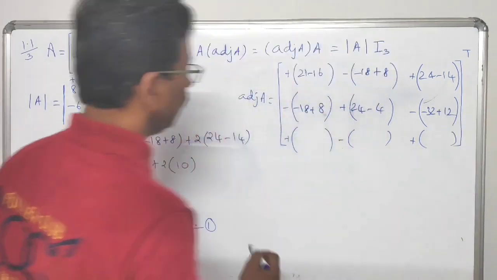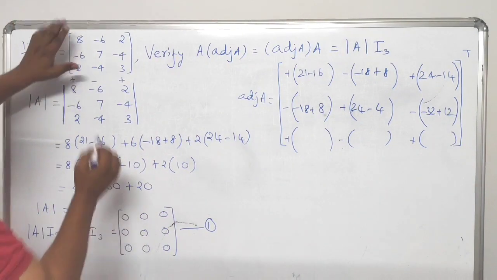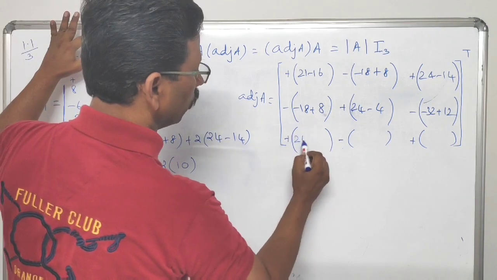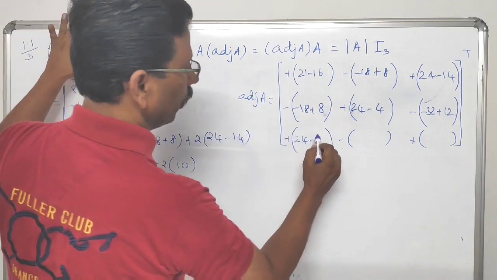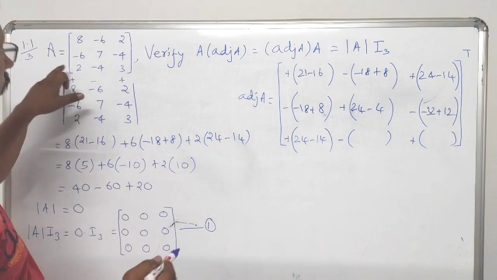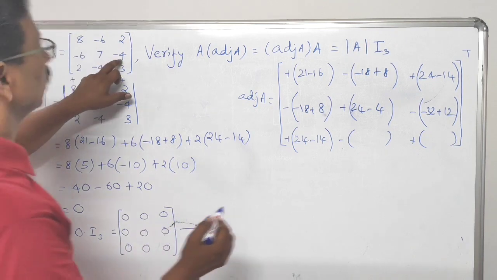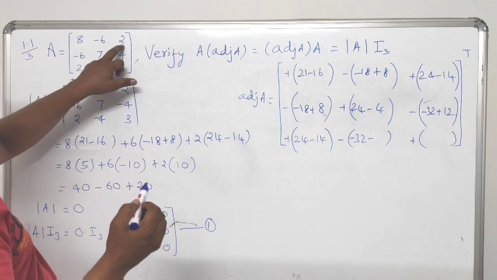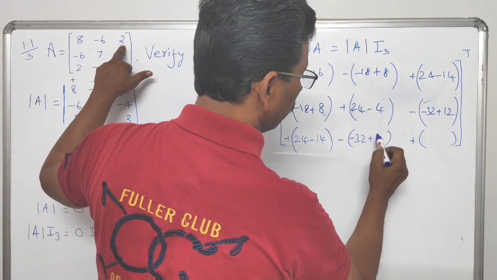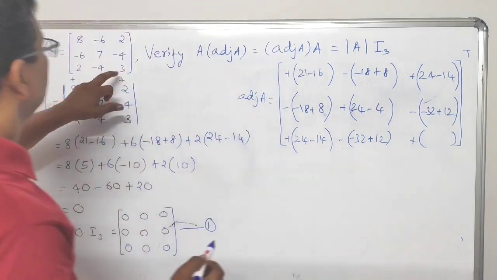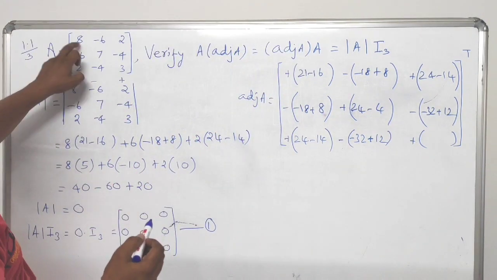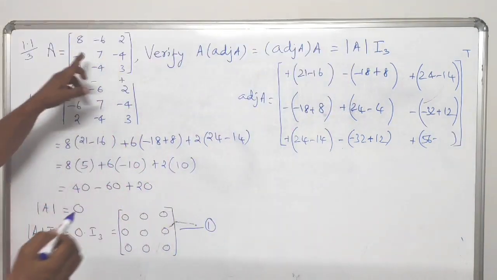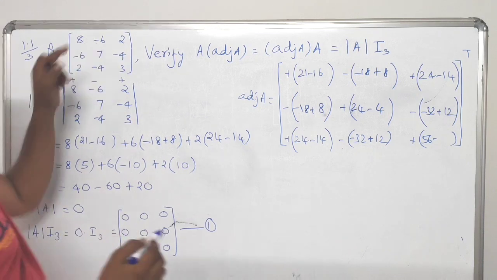Then we take this element 2. Leave this row and this column. Minus 6 into minus 4, plus 24. Then minus 7 2s are 14. Then for this element, you leave third row, second column. You can write 8 into minus 4, minus 32. Then minus 6 into 2 gives minus 12. Minus of minus gives plus 12. Then for this element, leave third row, third column. 8 7s are 56. Minus 6 into minus 6 plus 36. Therefore, you write 36 here.